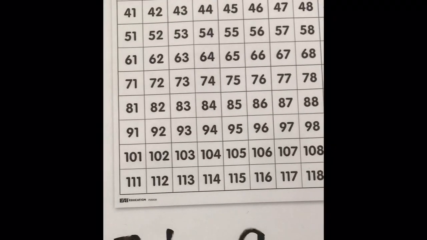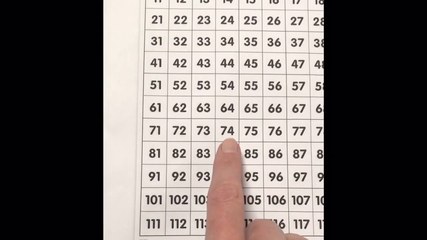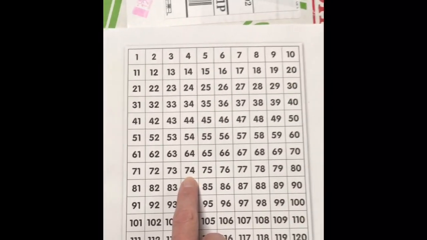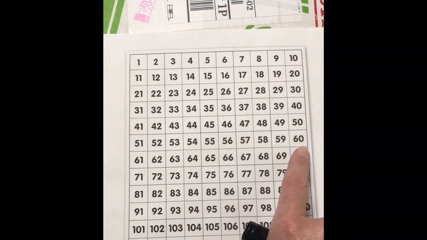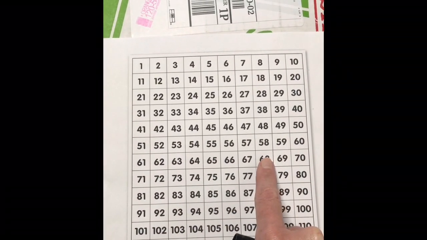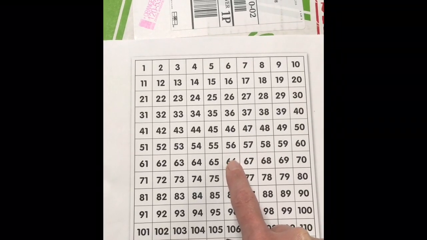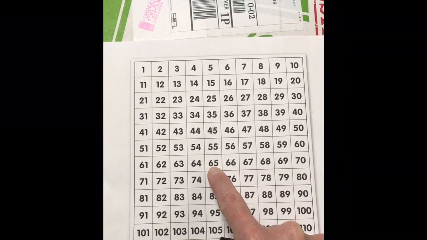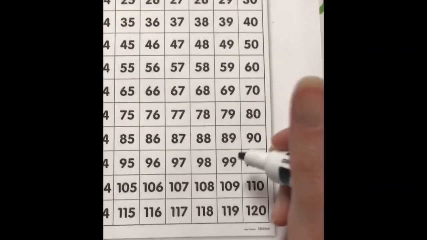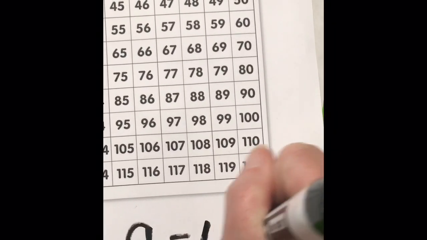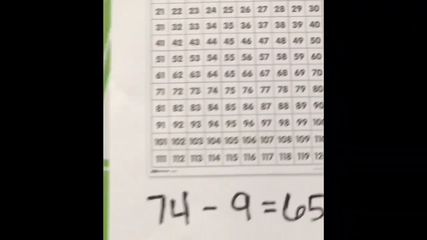So let's go ahead and try that one more time. It's 74, and I want to go backward 9 times. 1, 2, 3, 4, 5, 6, 7, 8, 9. And I'm on the number 65, which means that 65 is the difference. It's the answer to my problem.